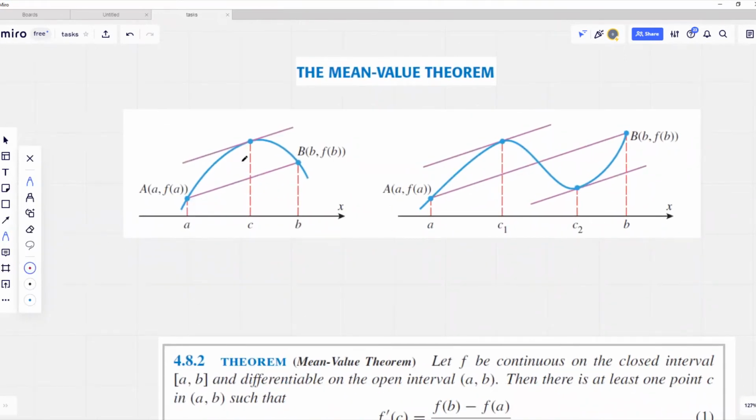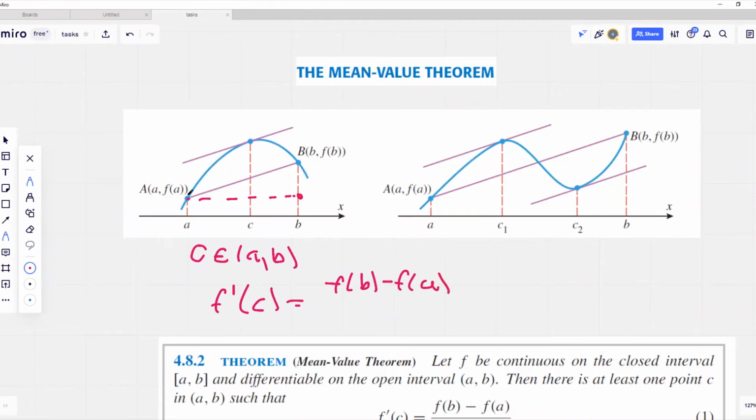it means that there is at least one point C in open interval from A to B such that f prime at point C is equal to the slope of tangent line, and slope of tangent line is equal to the tangent of that angle, which is equal to f at B minus f at A divided over the length of this interval, B minus A.